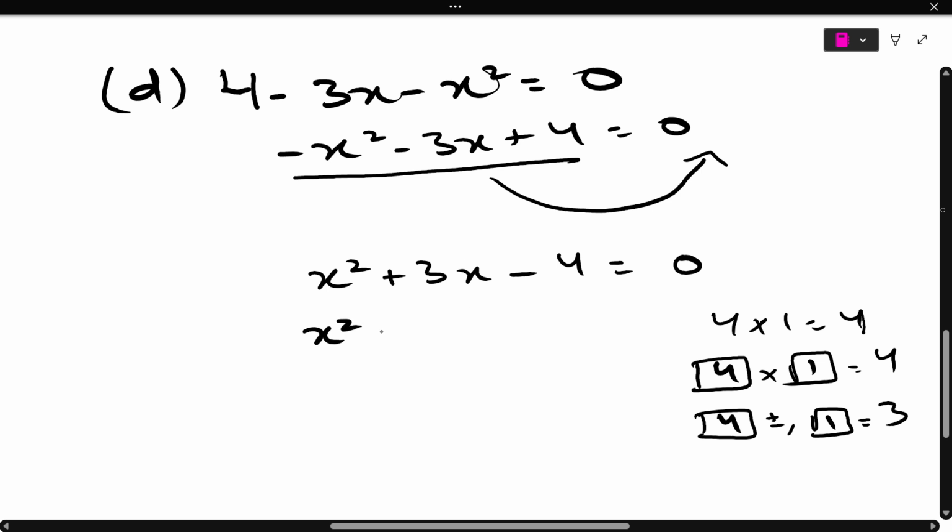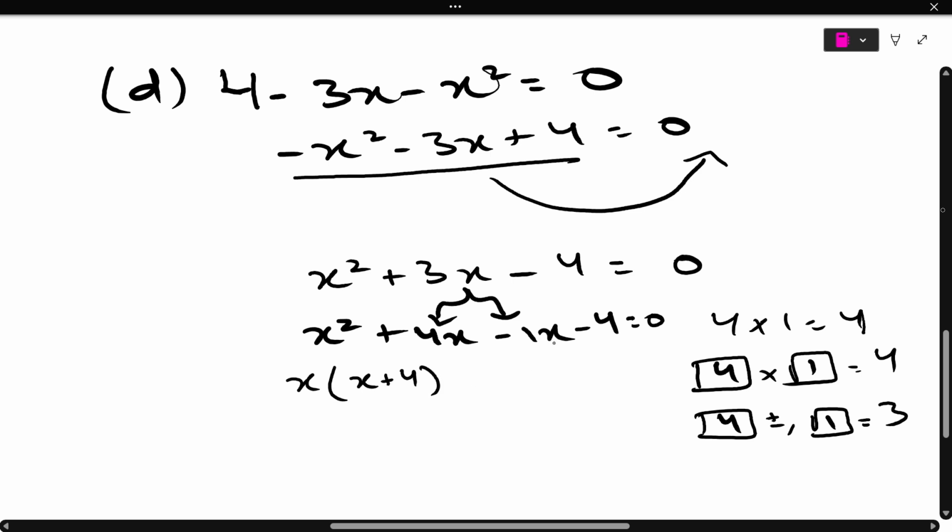So we are going to write x squared plus, and now I'm going to break this 3x into two parts. So that means it's going to be 4x and minus 1x, because plus minus is minus and 4 minus 1 is 3. And then minus 4 is equal to 0. Now like we do, we take the common. So we are going to take x common. I'm going to be left with x plus 4 on the inside, and in these two I'm going to take minus 1 as common, so I'll be left with x plus 4 on the inside.